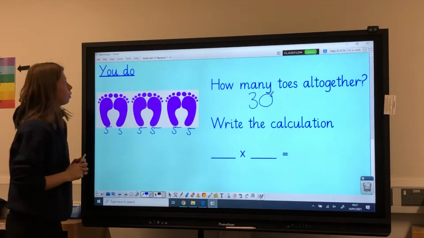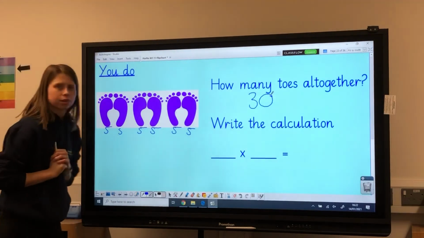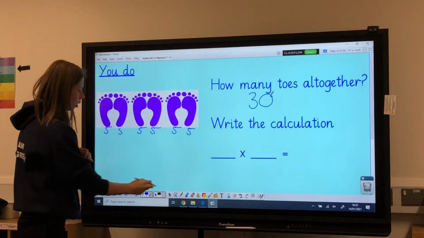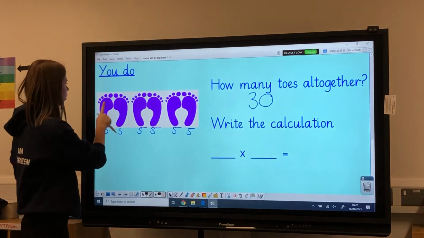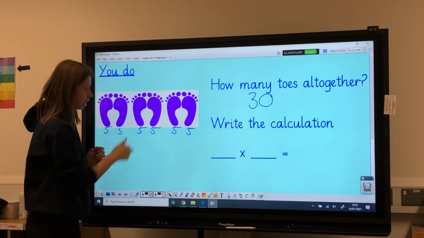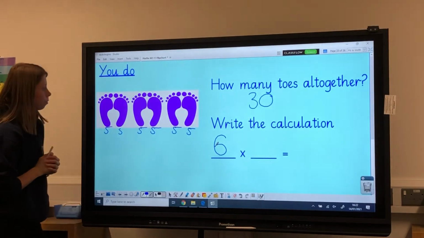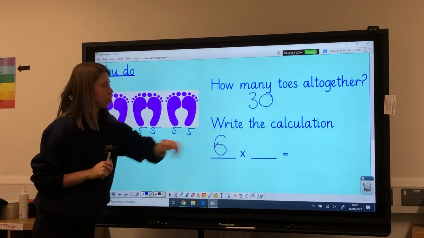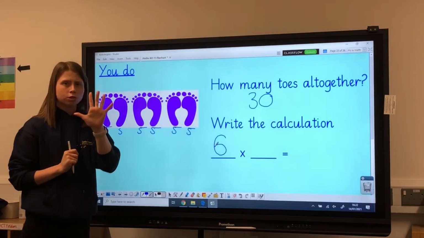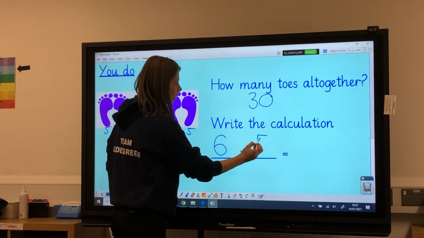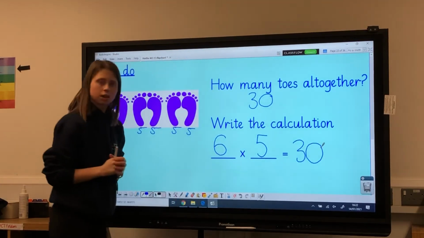Now we're going to write the calculation. What calculation did you put down? I wonder if you're going to put the same one down as I am. Let's see. So we need to count up how many groups of 5 we've got first of all. So we've got 1, 2, 3, 4, 5, 6 groups of 5. Oh, brilliant if you've written 6 groups down. Now we need to know our second number, and our second number is how many are in each group. Now we know there are 5 toes on each foot. So 6 times 5, we already know will make 30 because we've already counted up the toes.